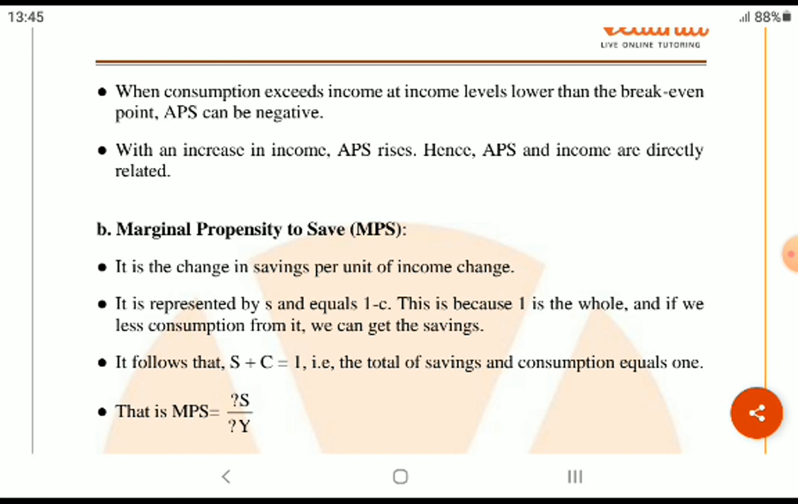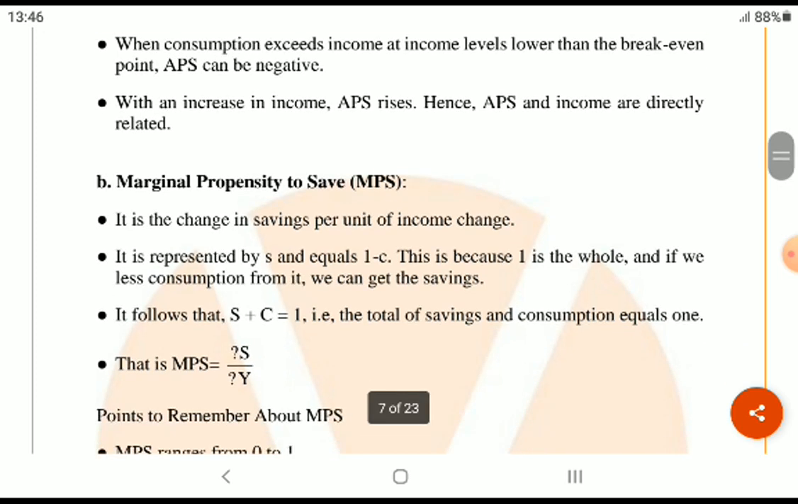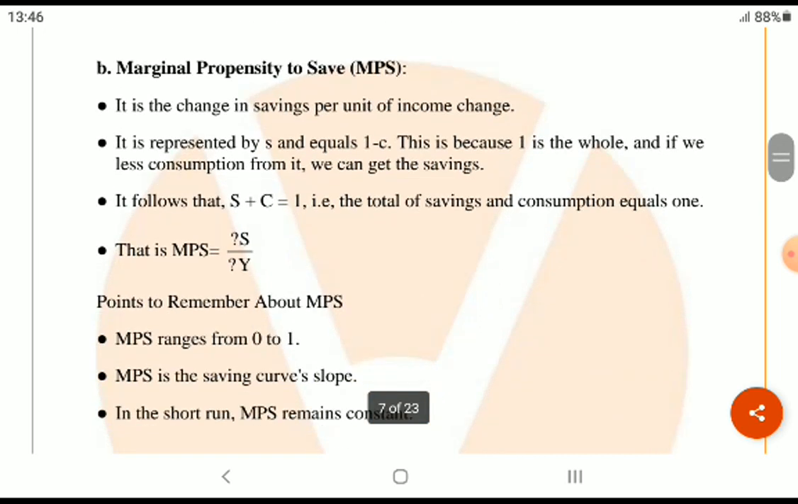Next is marginal propensity to save, that is MPS. It is the change in savings per unit of income change. It is represented by MPS and equals 1 minus MPC. This is because 1 is the whole, and if we subtract consumption from it, we get the savings. It follows that MPS plus MPC is equal to 1. The total of savings and consumption equals 1. That is, MPS is equal to ΔS by ΔY.